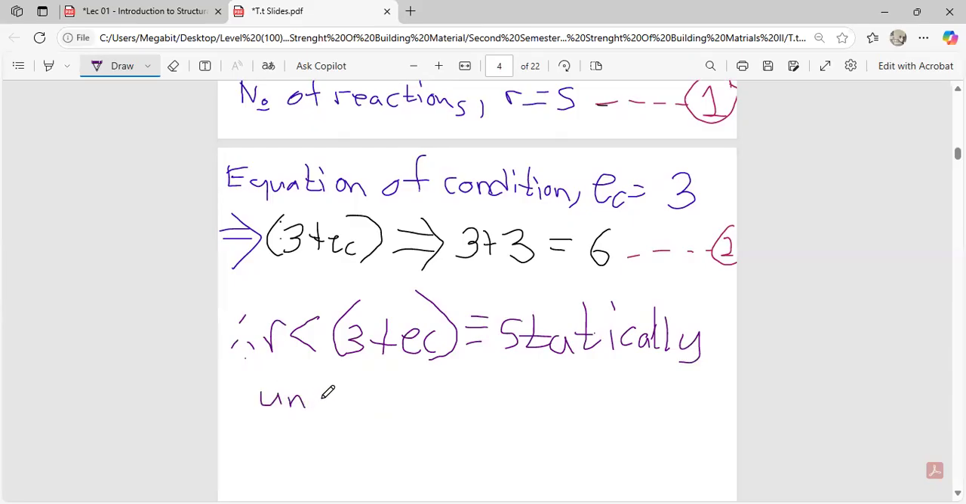Please, any questions so far, or we can proceed? Okay. Sir, please, can you ever solve this question and get a negative answer for the EC, the degree of static indeterminacy?